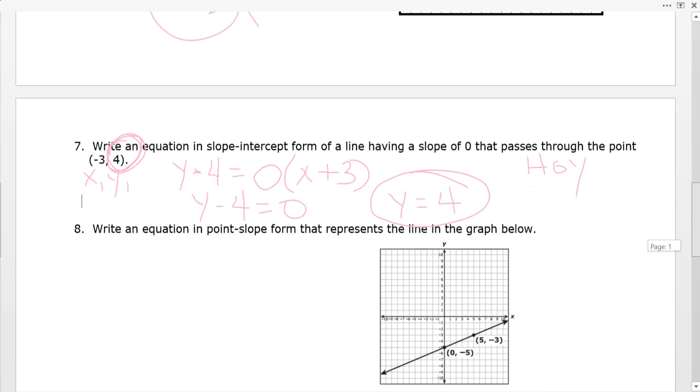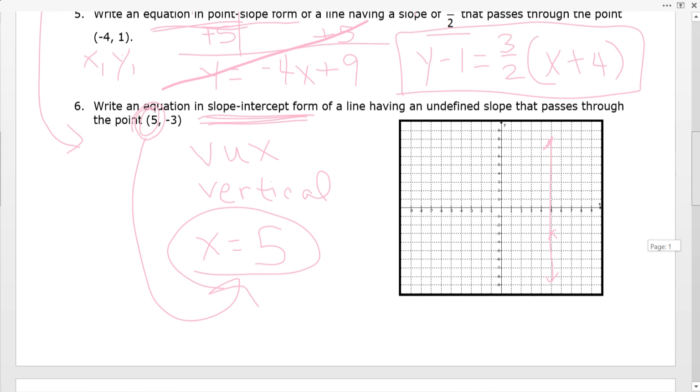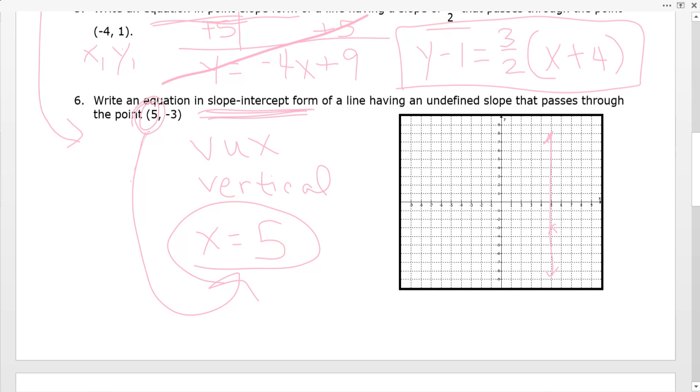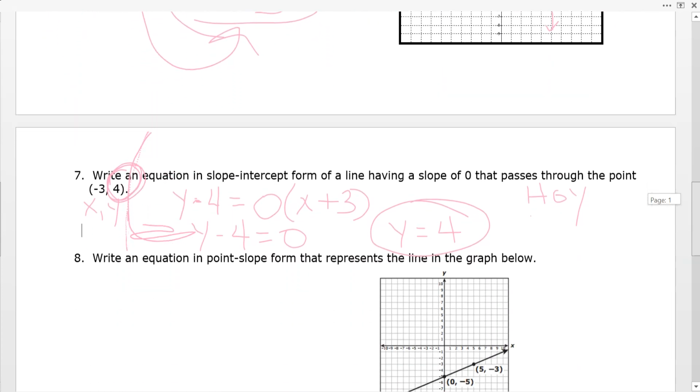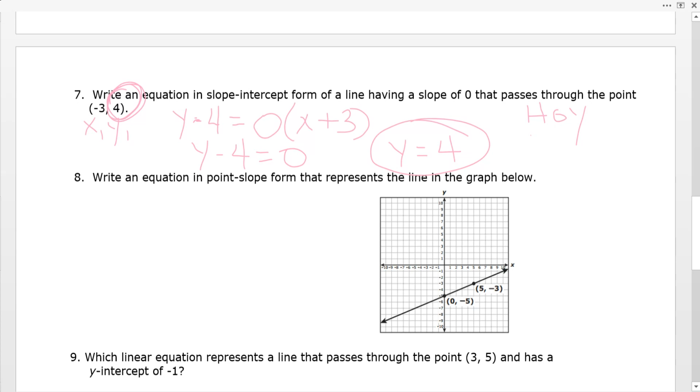Just like in number 6, all we needed was the x value to write our equation. Same thing in number 7, all we needed was the y value. Oh wow, that went with me, that was weird. Okay, so you can really skip this part when you know that you have 0 slope or undefined slope.